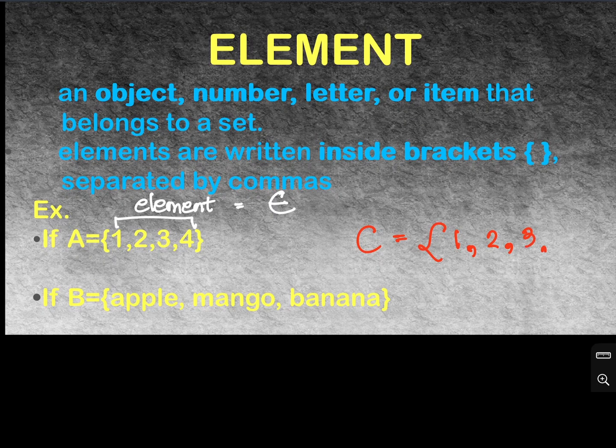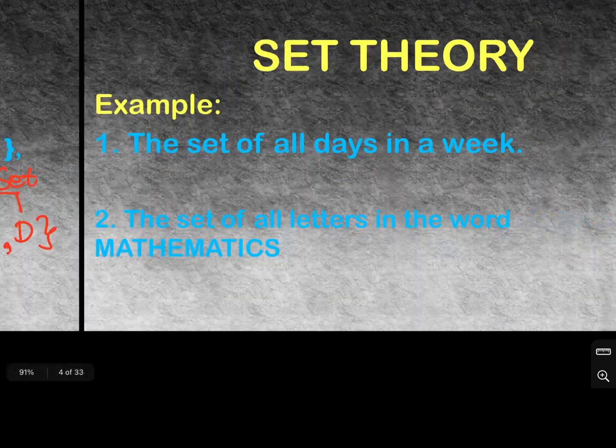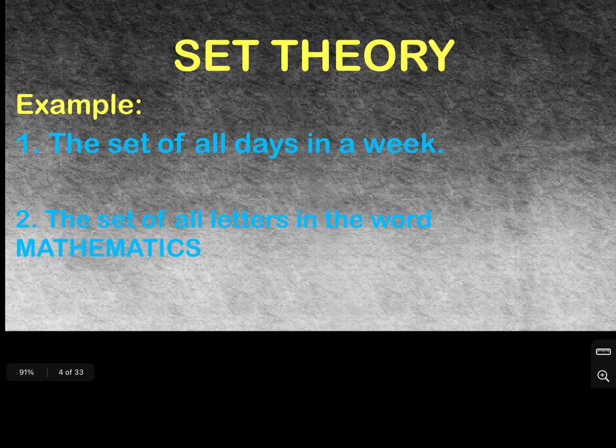Let's have another example. The set of 1, 2, 3, and D. Here, 1, 2, 3, and D are only elements, but it will not be considered a set because when we say set, it should be distinct. If all the elements are numbers, they should all be numbers. No letter should be included.